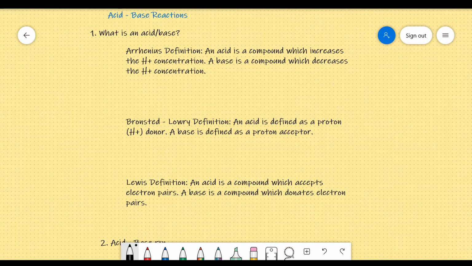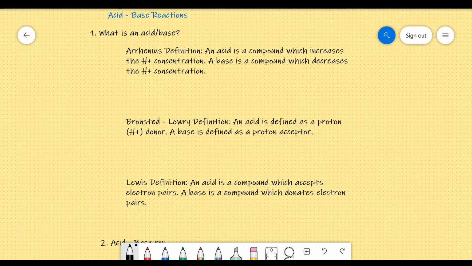Now, all of these seem very different, but honestly, they basically all say the same thing, just that the Lewis definition tends to be a more complete definition, and there are a few exceptions to just donating and accepting only H plus, but if we use the term electron pairs, it tends to be more complete. But really, most of the time what we're going to be dealing with is H plus.